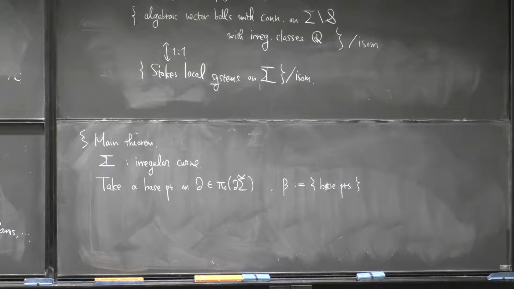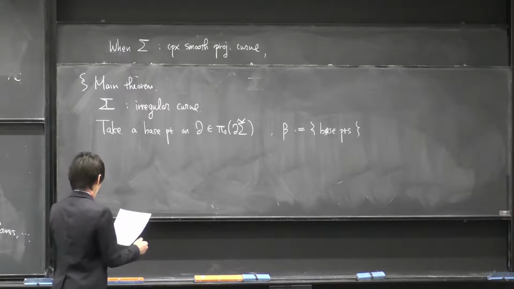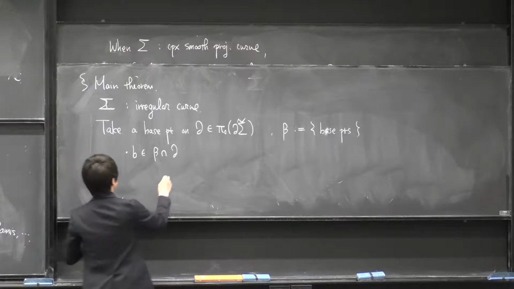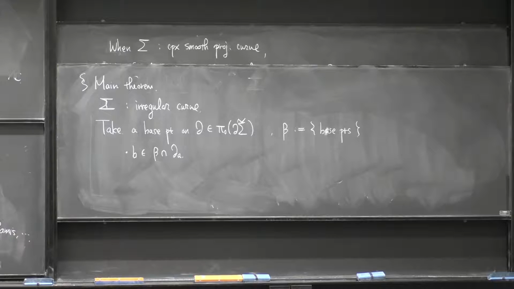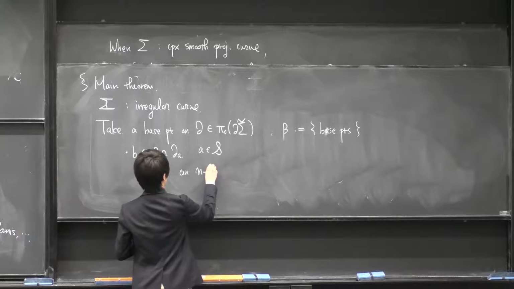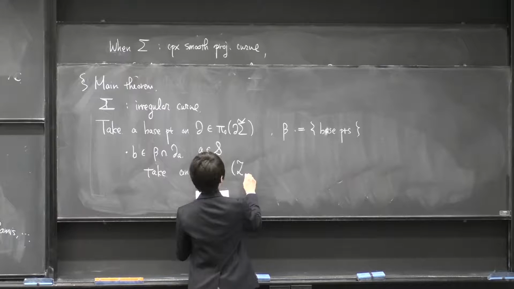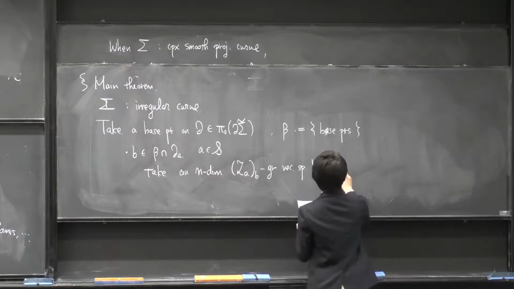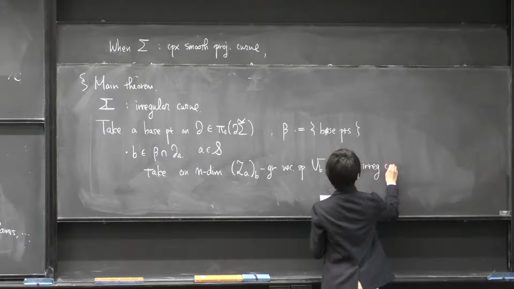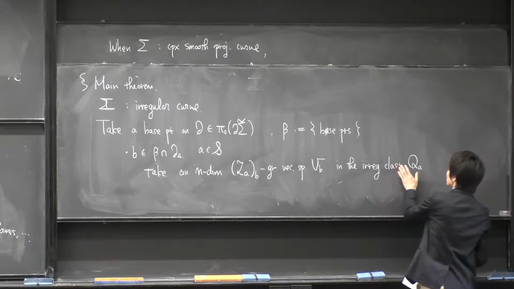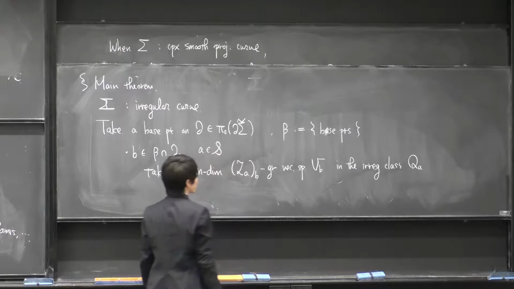Then let us take a framing. So for each base point, if this base point is in the circle of directions of some Mach point, then let us take a graded vector space in the irregular class. More precisely, take some graded local system in irregular class Q sub A, and then define V_B to be the fiber of this local system.